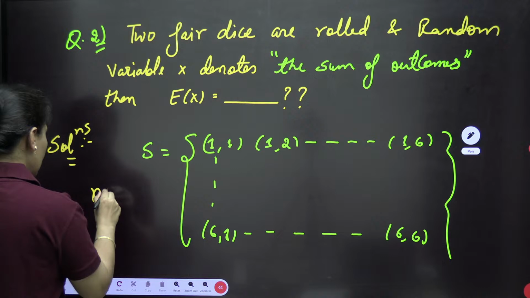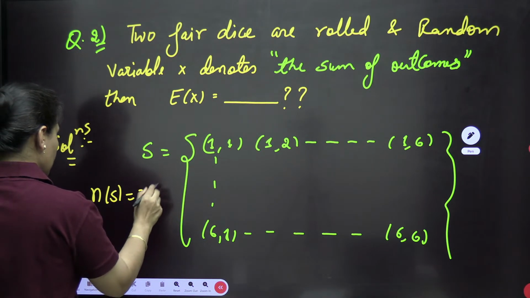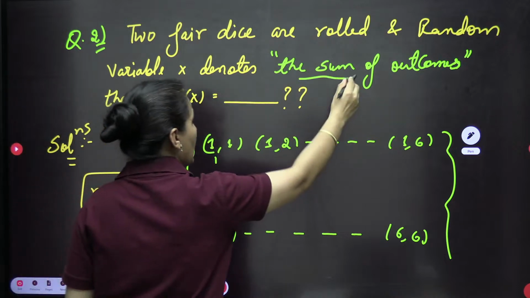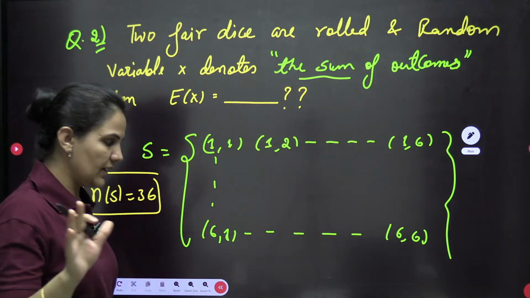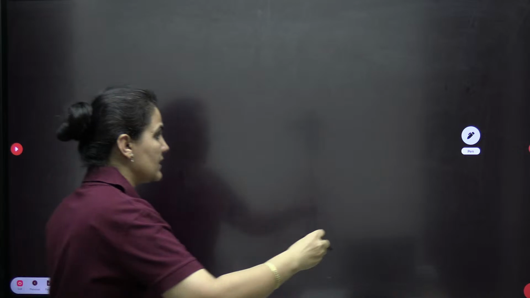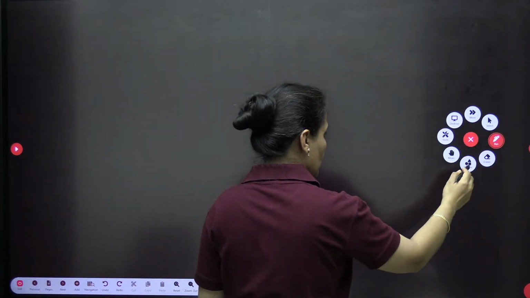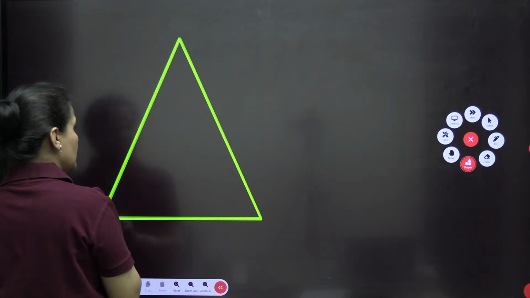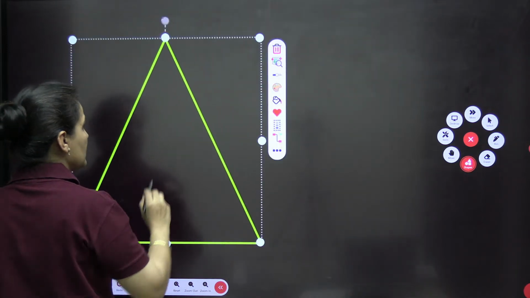So directly you can write down that the sample space is 36. But the interesting thing is my question is looking for the sum of the outcomes. So x is important here. Let's see how we can solve. So here we can go with the interesting one. If you attended my session, I'm sure you can solve this one very easily.